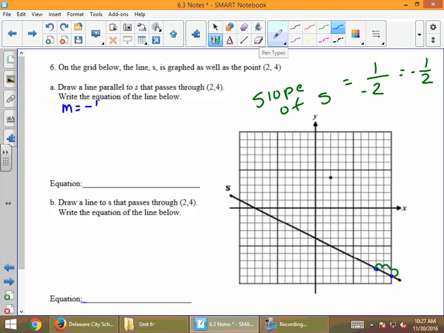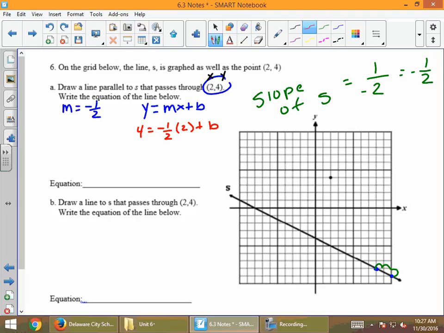And in order to graph a line, we need to figure out the equation. And we always write it in y equals mx plus b form. So just like what you did in the previous problem, you're going to take your slope, plug it in for m. We want it to pass through this point, so we take this point, plug it in for x and y. So 4 goes in for y, negative 1/2 goes in for m, and 2 goes in for x.